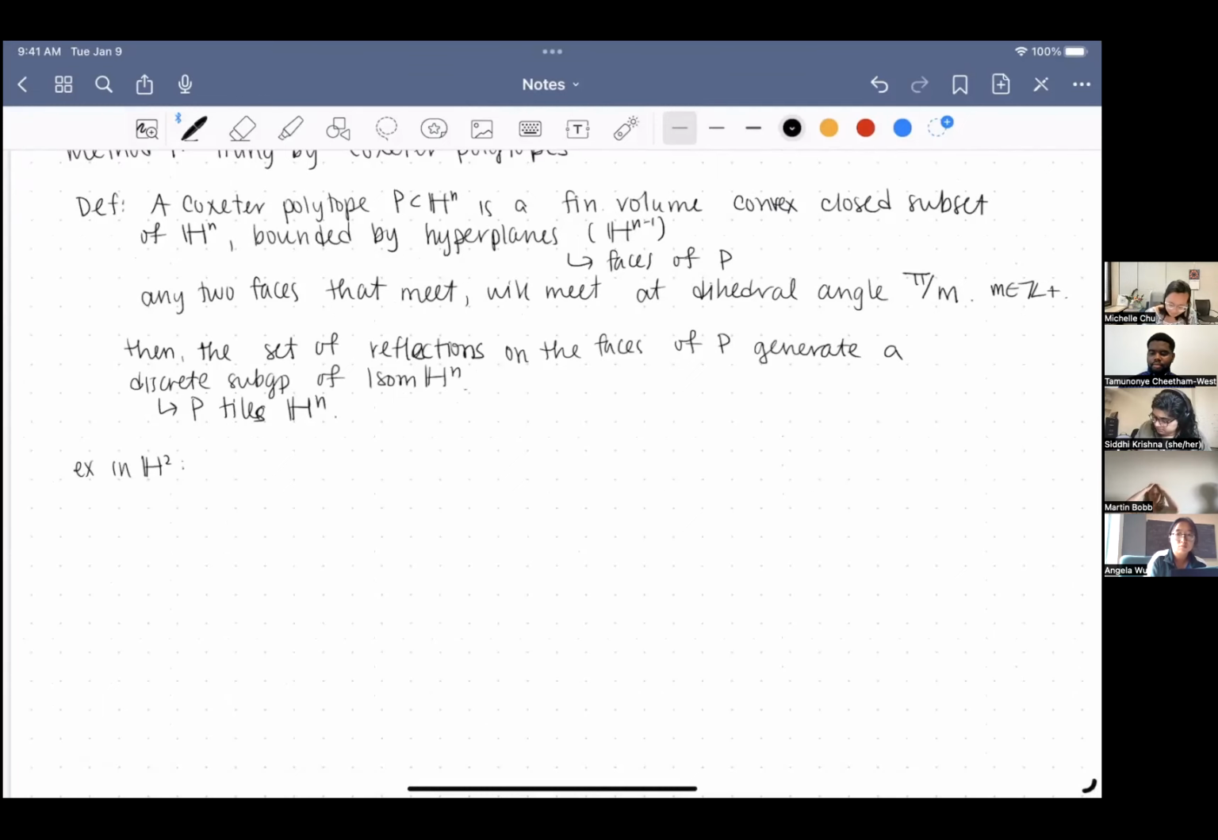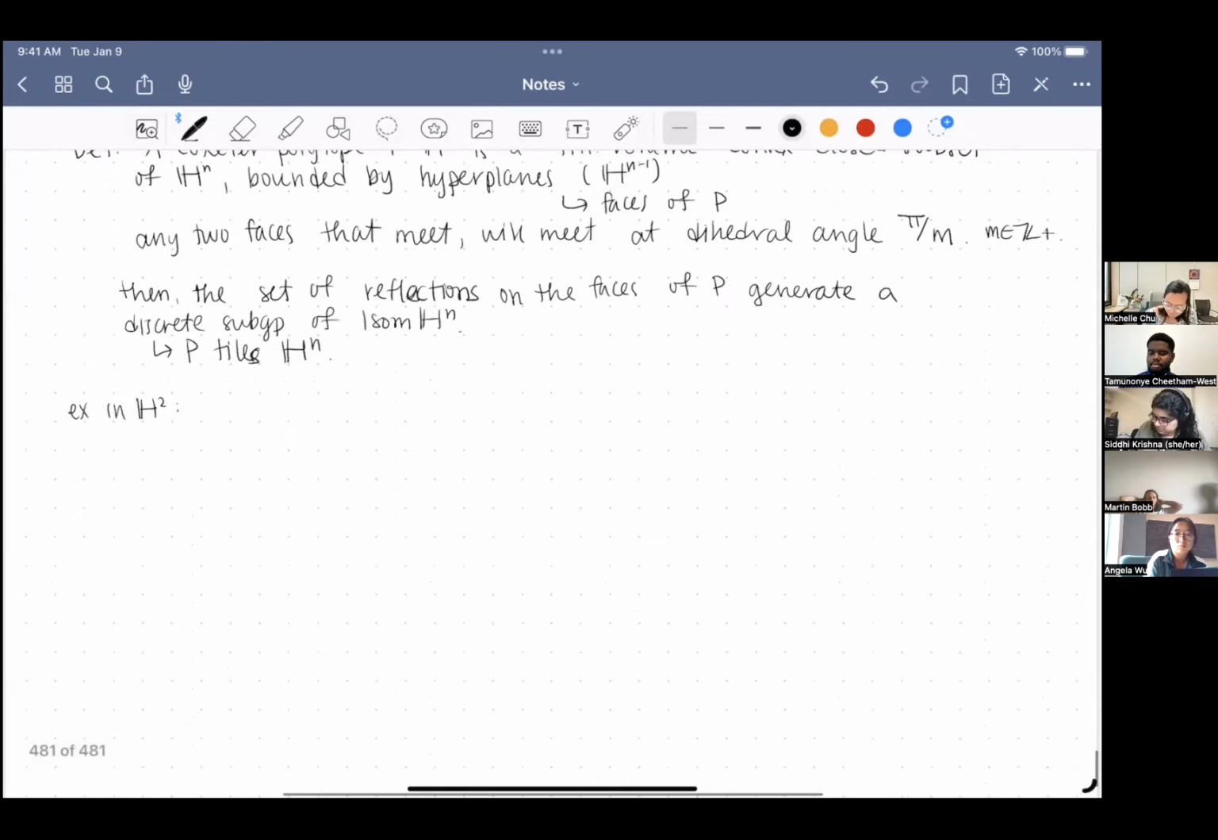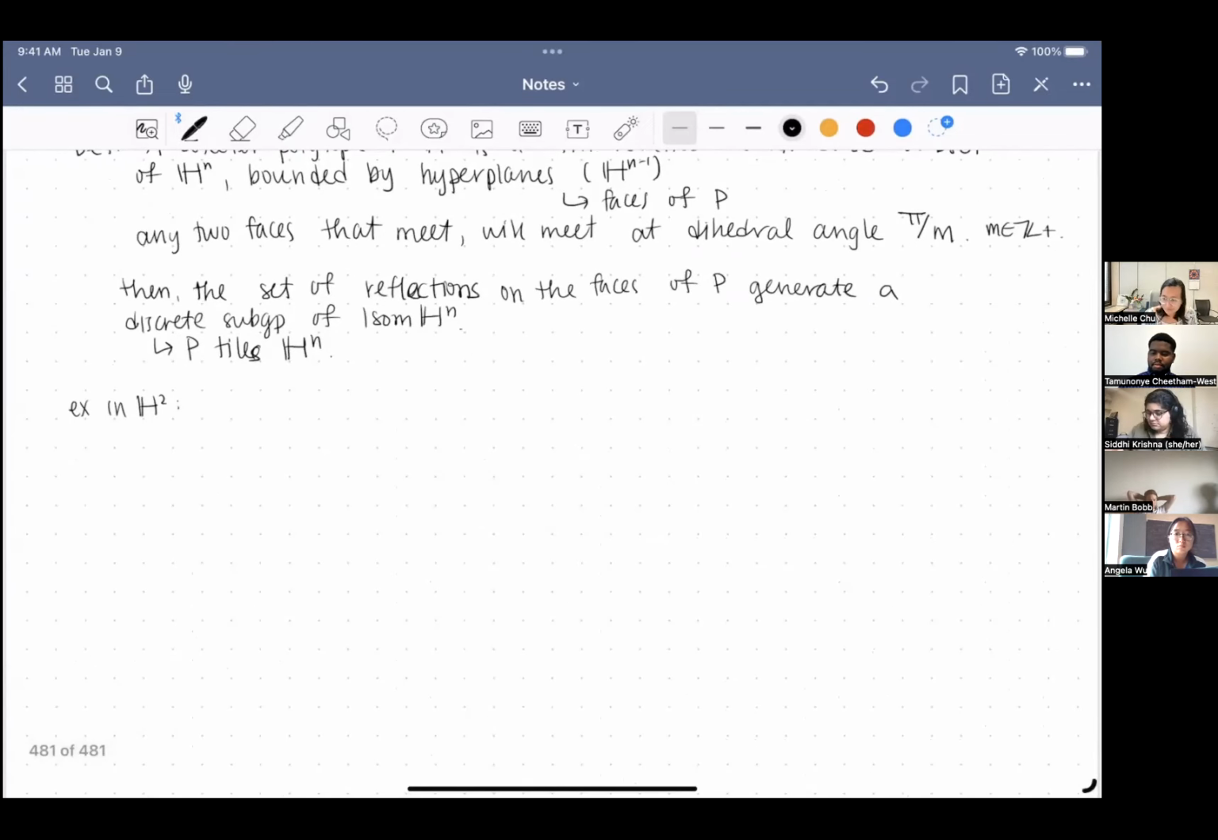Okay, I'm doing this example in H2 because I can draw in H2 and it gets a little harder to do that in higher dimensions. But also because I have an iPad, it helps me draw a perfect circle. So that's nice. Here we go. Okay, so here's an example in H2, and this is using this model of H2.